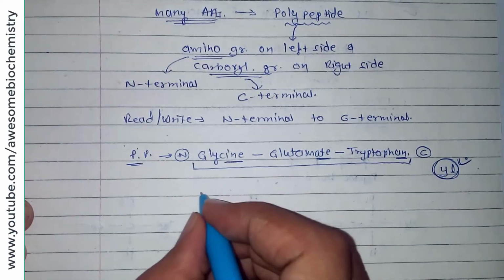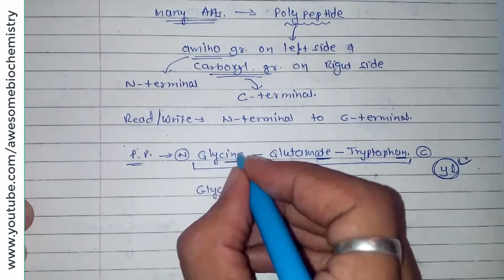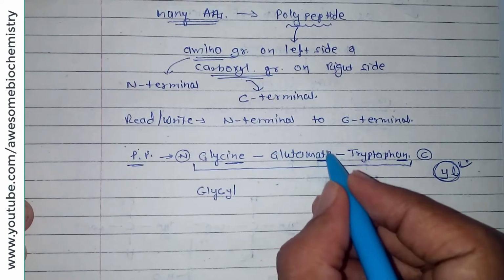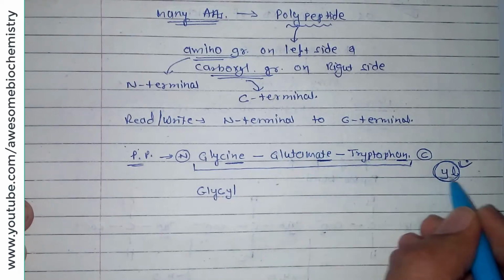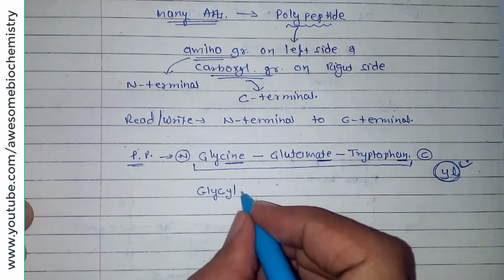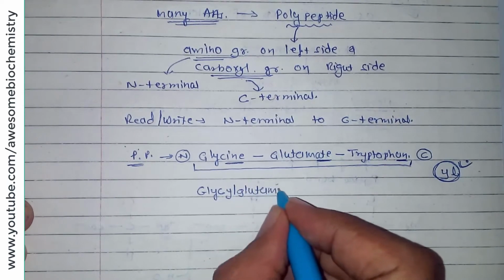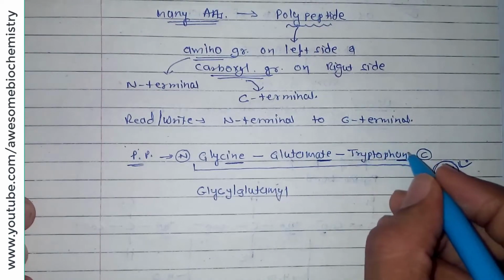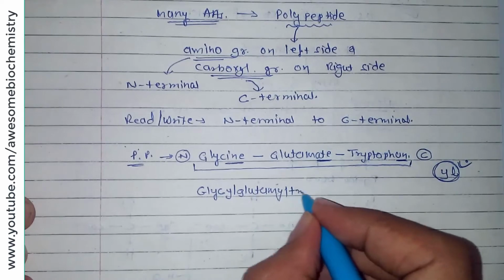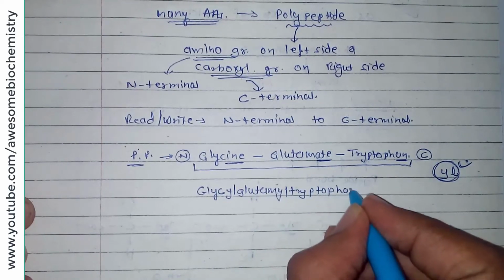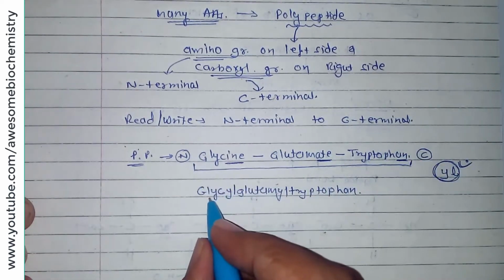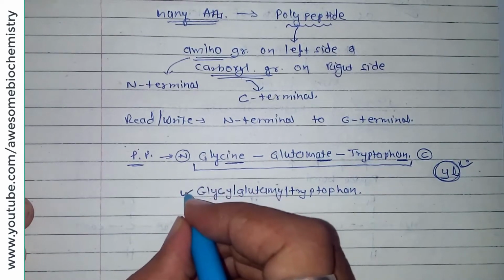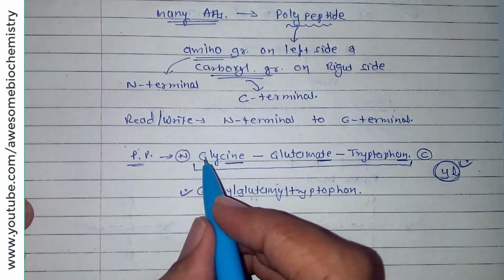So, instead of glycine, we will write glycyl. Instead of INE, I will write YL. Instead of glutamate, instead of ATE, I will write YL. So, glycyl, then glutamyl, and this tryptophan, as it is the C-terminal amino acid, we don't have to replace its suffix. So I will write tryptophan over here. So the name of this polypeptide is glycyl glutamyl tryptophan. Okay, so this is the naming convention of the peptide chain.